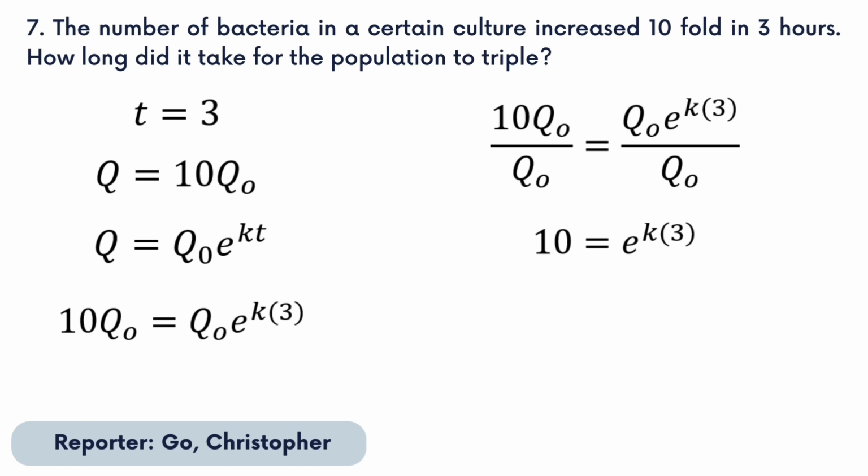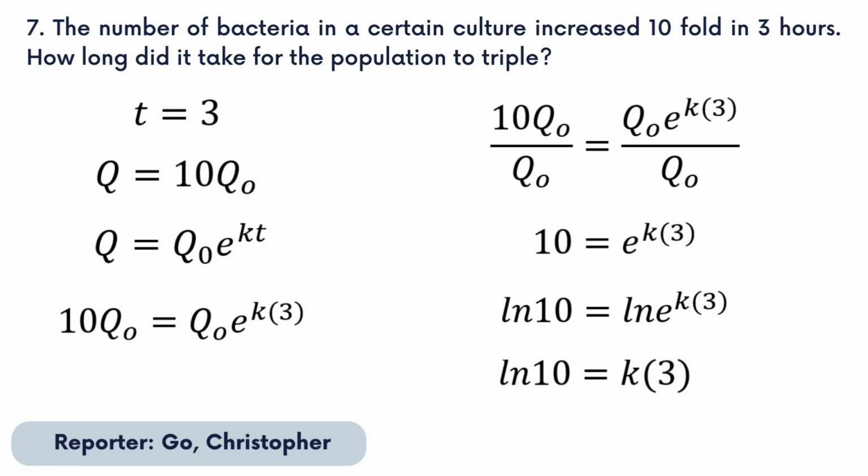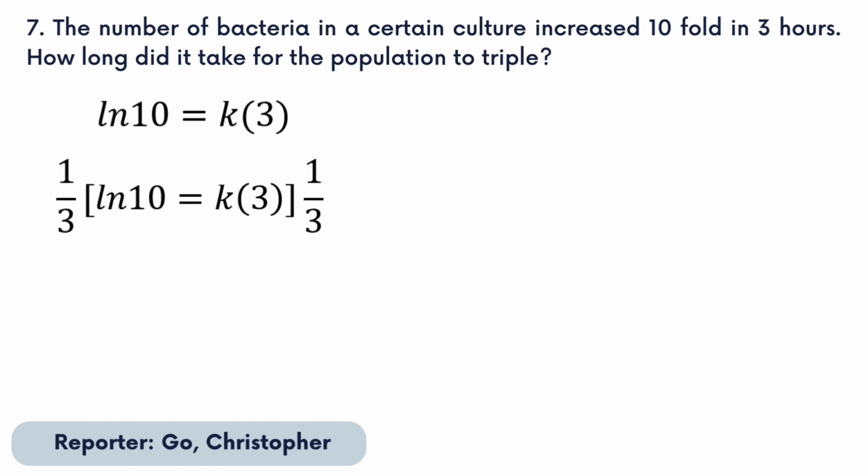Ngayon naman, kailangan natin kunin ang ln ng both side para makancel natin si e. Kaya magiging ln 10 equal k times 3. Last step, kailangan natin tanggalin ang 3 sa tabi ng k. Pwede natin gawin ay i-multiply natin both side ng 1/3 para matira na lang sa k sa right side. Magiging 1/3 ln 10 equal k. So may value na tayo ng k or continuous growth rate, which is 1/3 ln 10.